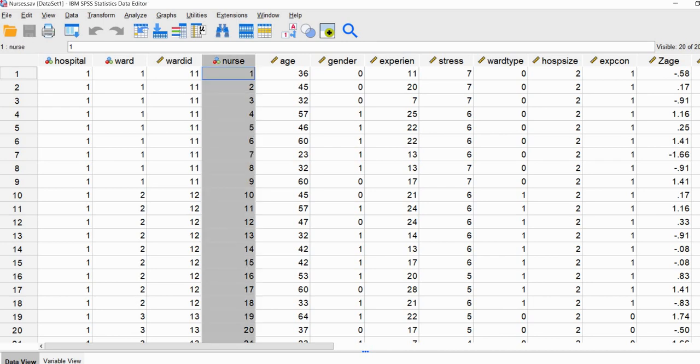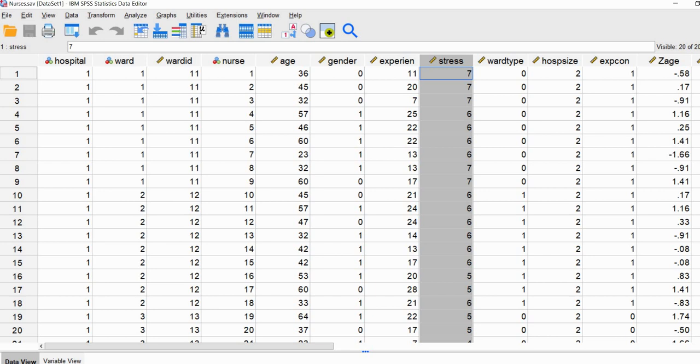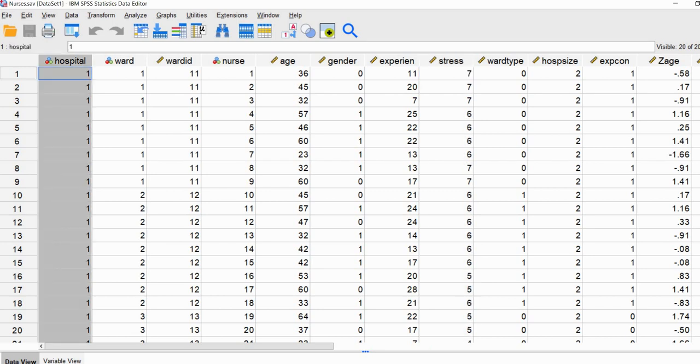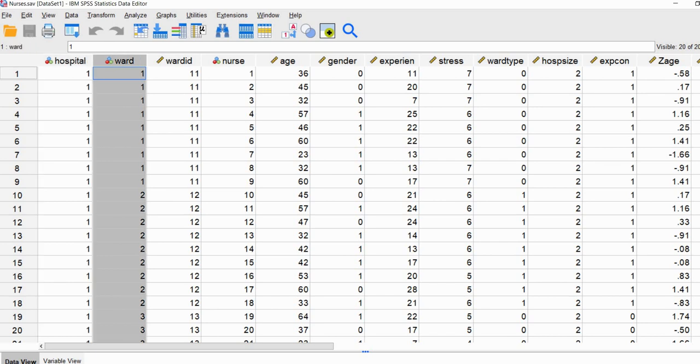Each nurse in this data set has a stress score. That stress variable is the dependent variable in the analysis. The hospital variable that you see right here is the hospital level identifier variable, and this ward variable right here is identifying the ward within hospitals.